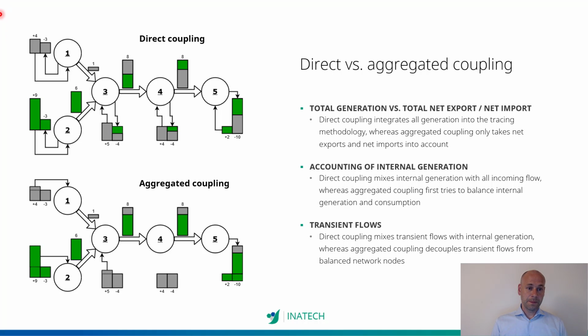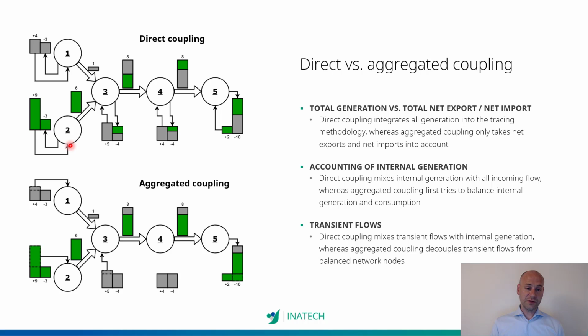So the first point is that for the direct coupling, you couple the entire generation and so the entire power mix to the network, whereas in the aggregated coupling, you only couple the net export to the grid. So the net export could have a different power mix than the total generation.